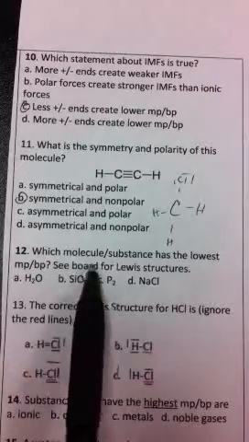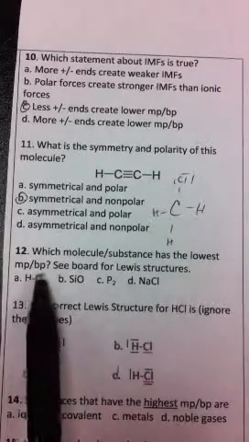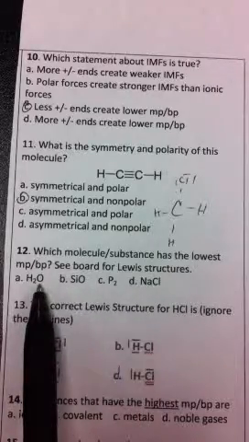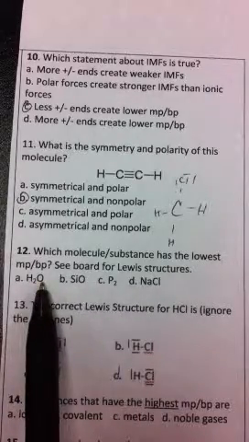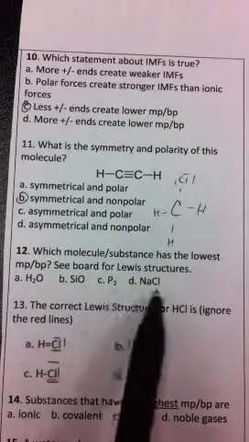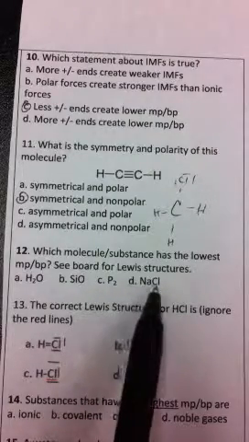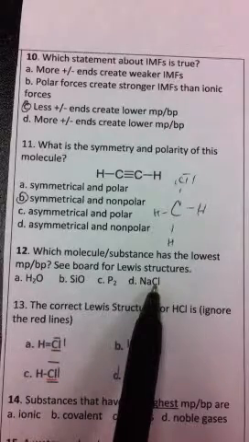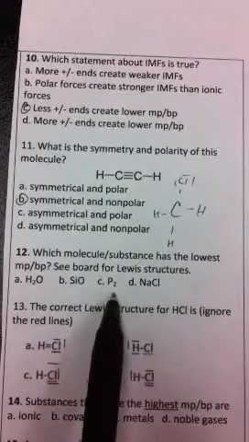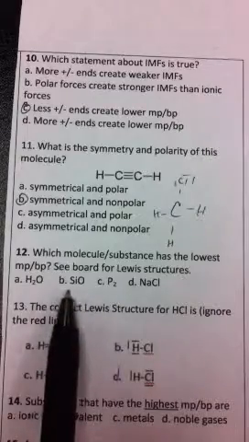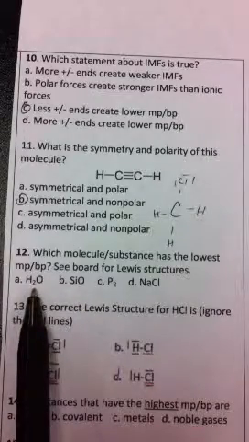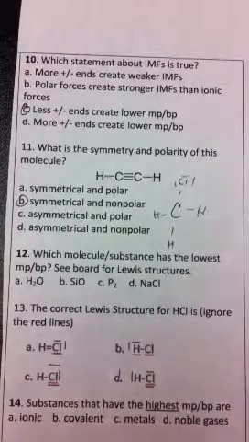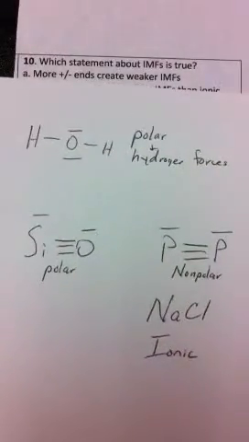Number 12, which molecule or substance has the lowest melting point, boiling point? See the board for Lewis structures. So you'd have to look at the board to determine what type of IMFs these three things have. This is ionic. It's a metal and a nonmetal, so it's going to have the highest melting point and boiling point. This is going to be nonpolar, this is going to be polar, this is going to be polar and hydrogen forces. And if you looked at the board, these would be drawn for you.